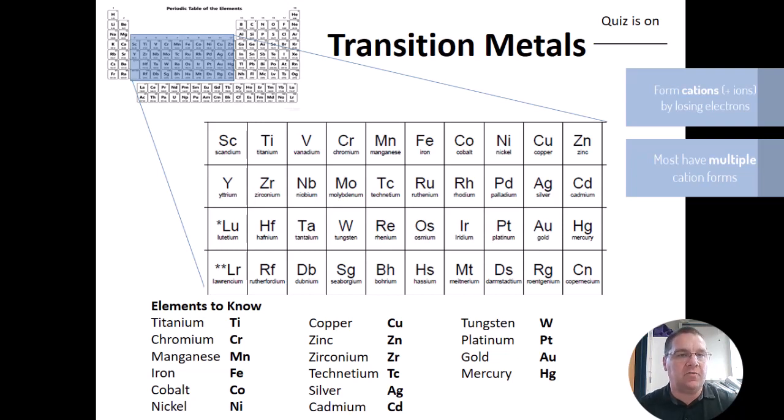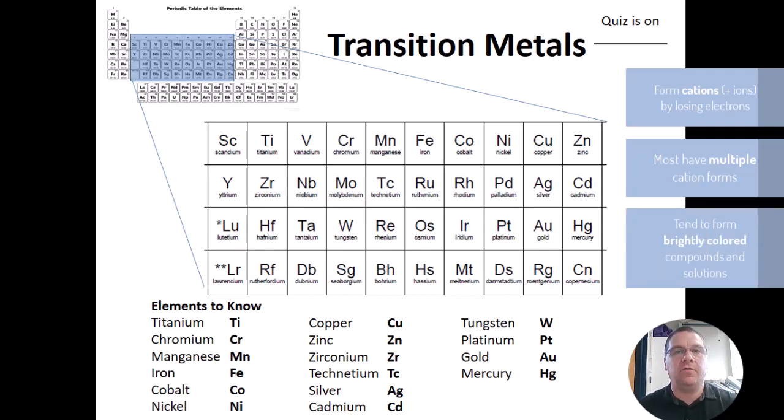And one of the ways that we can observe this is that oftentimes transition metals will form brightly colored compounds, or solutions that contain these ions will be very distinctly colored.